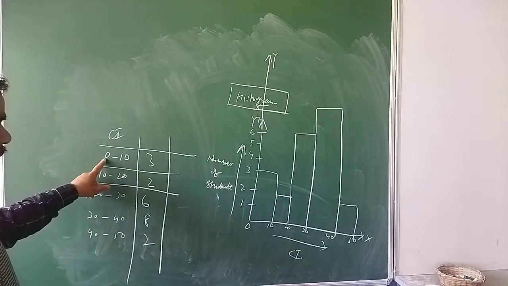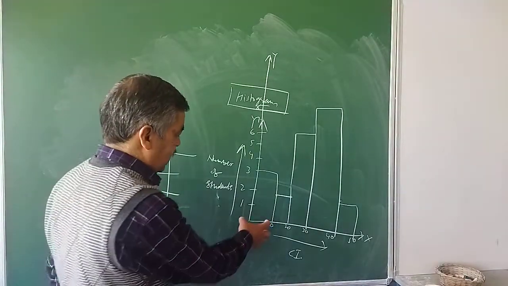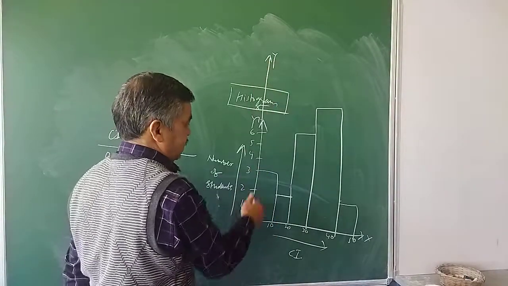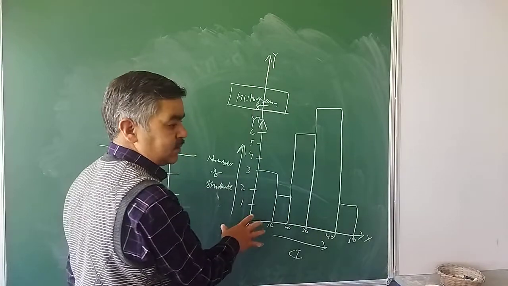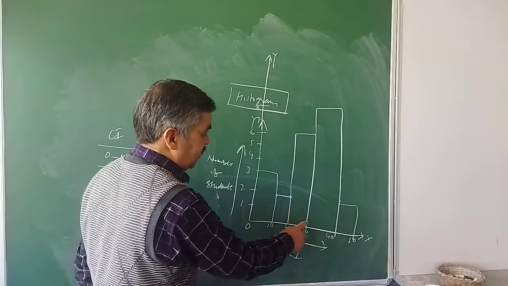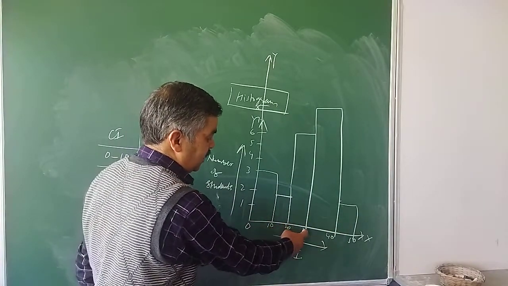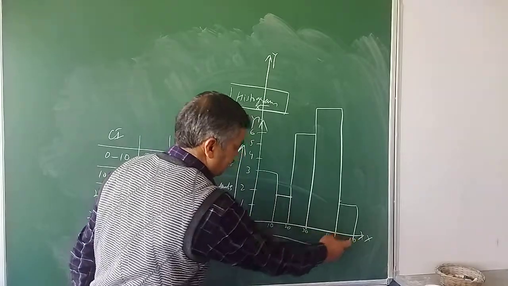So I have started with 0. There is no gap between 0 and 10, that's why I have joined this with the y-axis. Please make a note of that. So 0 to 10, and no gap will be there. Next will be 10 to 20, 20 to 30, 30 to 40, 40 to 50.